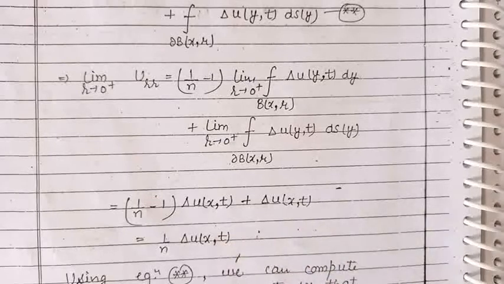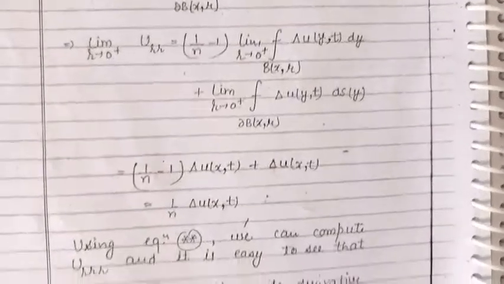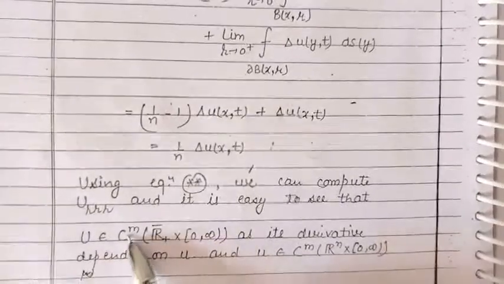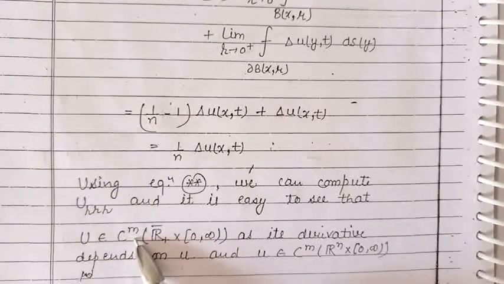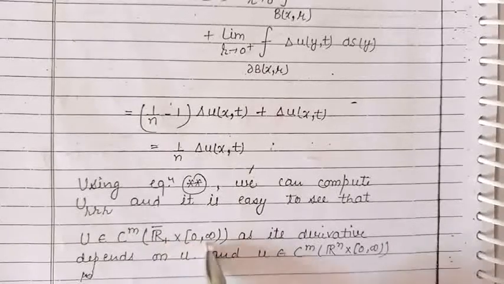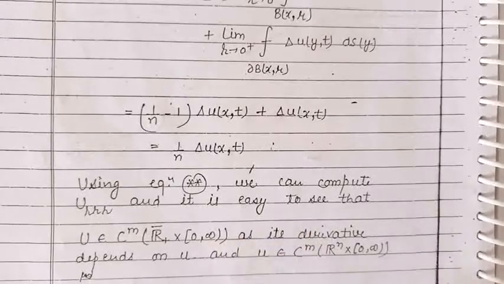So we have obtained the second order partial derivative of function u with respect to r, and we have obtained its limit. Similarly, we can find the higher order derivatives of function u with respect to r, and we can see that u is m times continuously differentiable on the closure of R plus cross the semi-open interval 0 to infinity. So this proves the first part.